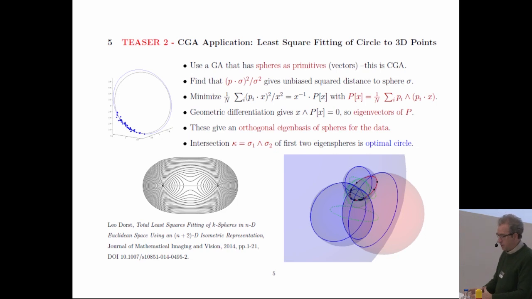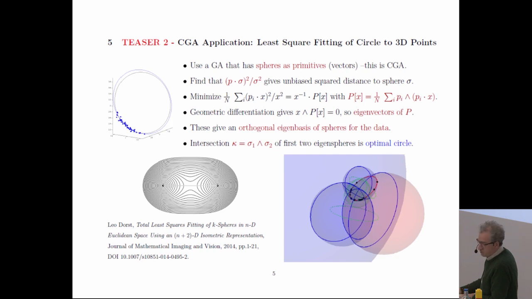The second teaser is I have a number of points in 3-dimensional space, and I want to find the best circle through them. Now this is obviously not linear algebra because a circle is not a basic element in linear algebra. But again, this space in which circles are subspaces comes to the rescue. I will give you some more details later, but what we have is what we call conformal geometric algebra. We find a rather simple form that actually gives an unbiased estimate of the distance of a point to a circle, to a sphere. We make a symmetric operator out of this.